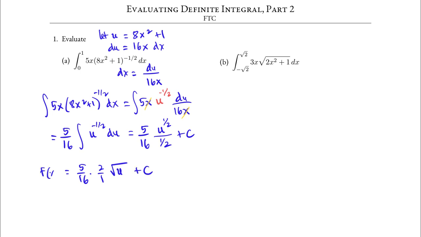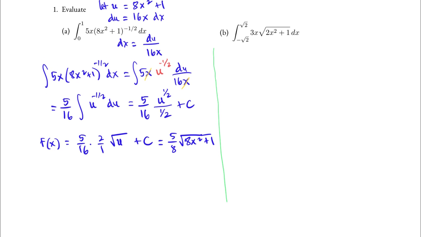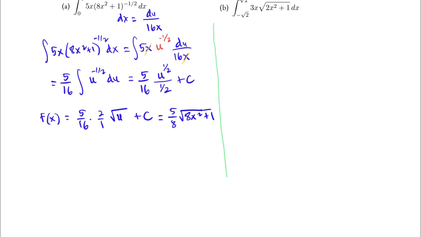And this is the antiderivative. We use the uppercase F. We then simplify this and perform a back substitution. 2 over 16 is 1 over 8, so this is 5 over 8 times the square root of 8x squared plus 1. We don't need to write a plus c because this is the definite integral. The constant of integration c will cancel out.